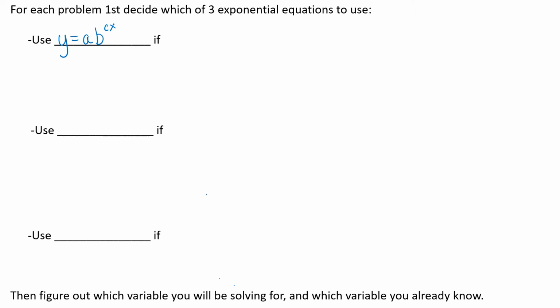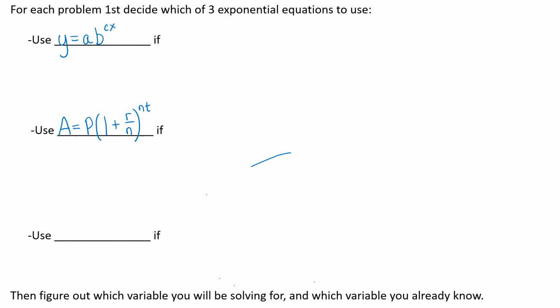The next equation is the amount in an account at any time t is equal to the principal invested times 1 plus r over n all to the nt. Keep in mind, r is the interest rate as a decimal, n is the number of times it's compounded per year, and t is the amount of time in years that it's left in the account. Go back and look in your notes if you need more help on that one.